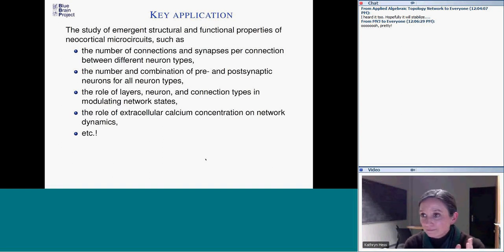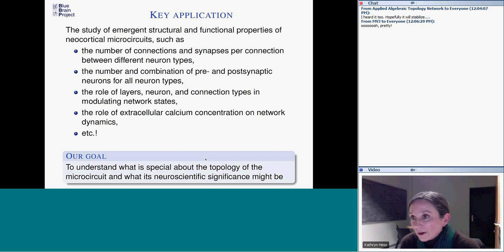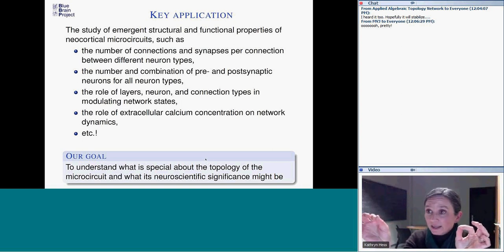So what are my collaborators and I interested in when we're looking at this? I want to see if there is anything special about the topology of this microcircuit. So what do I mean by topology of the microcircuit? For the time being, we've been thinking of it really as a directed graph, where the vertices are the neurons themselves, and you have a directed edge from one neuron to another if there's a connection between the two neurons, so from neuron A to neuron B, if neuron A is the presynaptic neuron and you have a signal that goes to a postsynaptic neuron, neuron B.